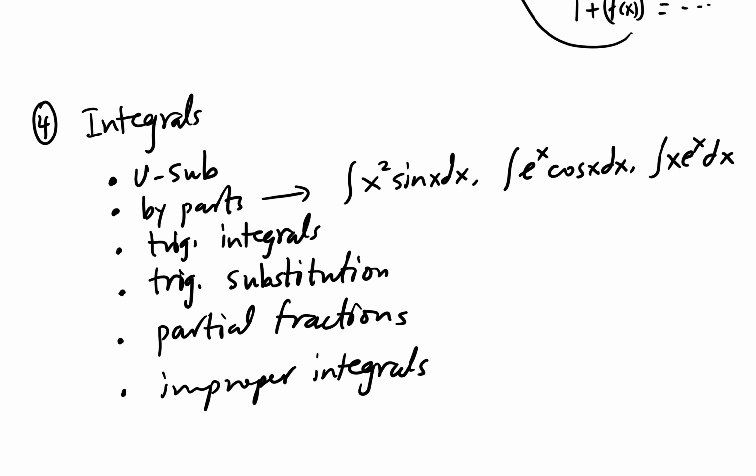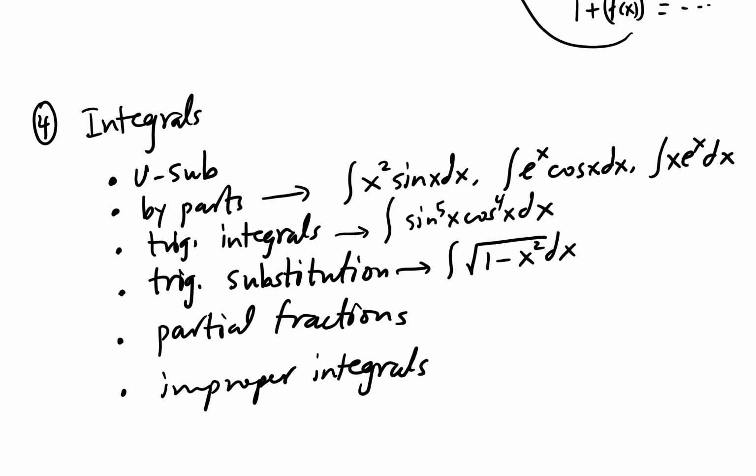Trig integrals, when they give you trig, like there's sine cubed cosine to the 4th, let's say, or tangent to the 6th, secant to the 5th. Trig sub, usually, so this one's usually like there is sine to the 5th x cosine to the 4th. That's an example. Trig sub is when you have usually square roots, like let's say 1 minus x squared, for example.